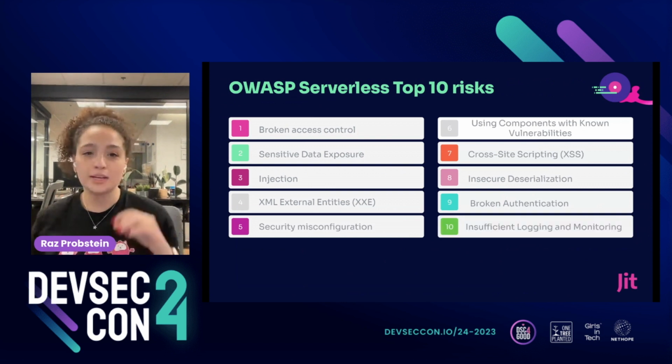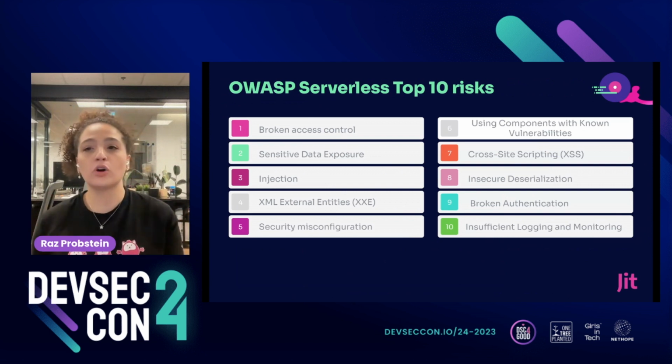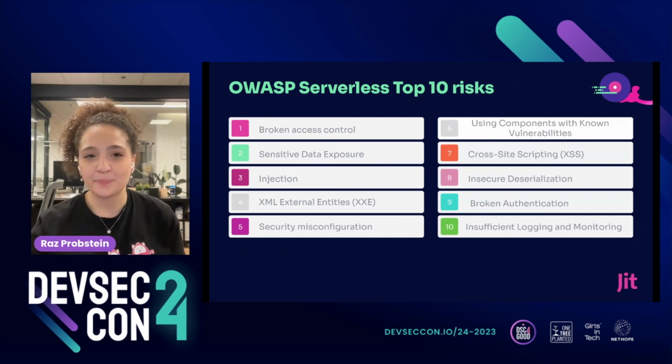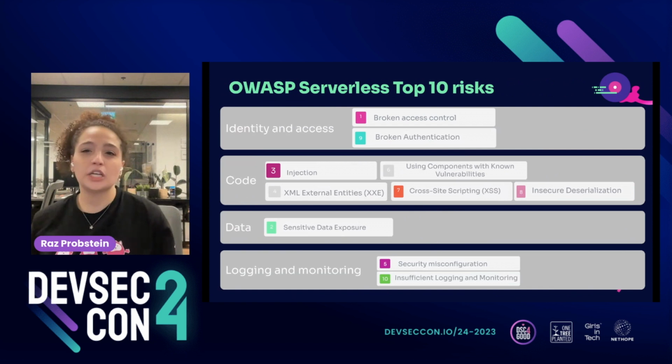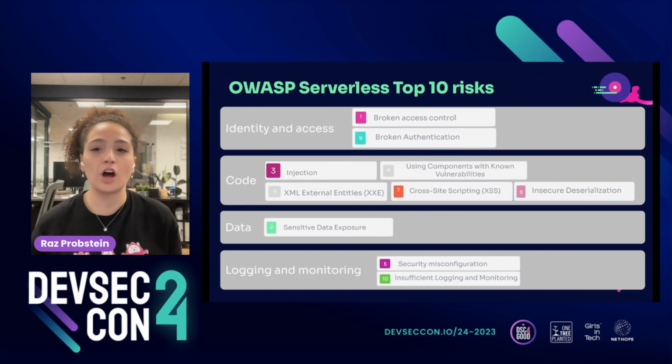The last item is insufficient logging and monitoring. This refers to lack of proper monitoring through logs and incident response processes, which basically means that we're allowing attacks to stay undetected. So in order to make it easier to remember all those risks, let's split them into security domains. So we have identity and access, we have code, we have data, and we have logging and monitoring.